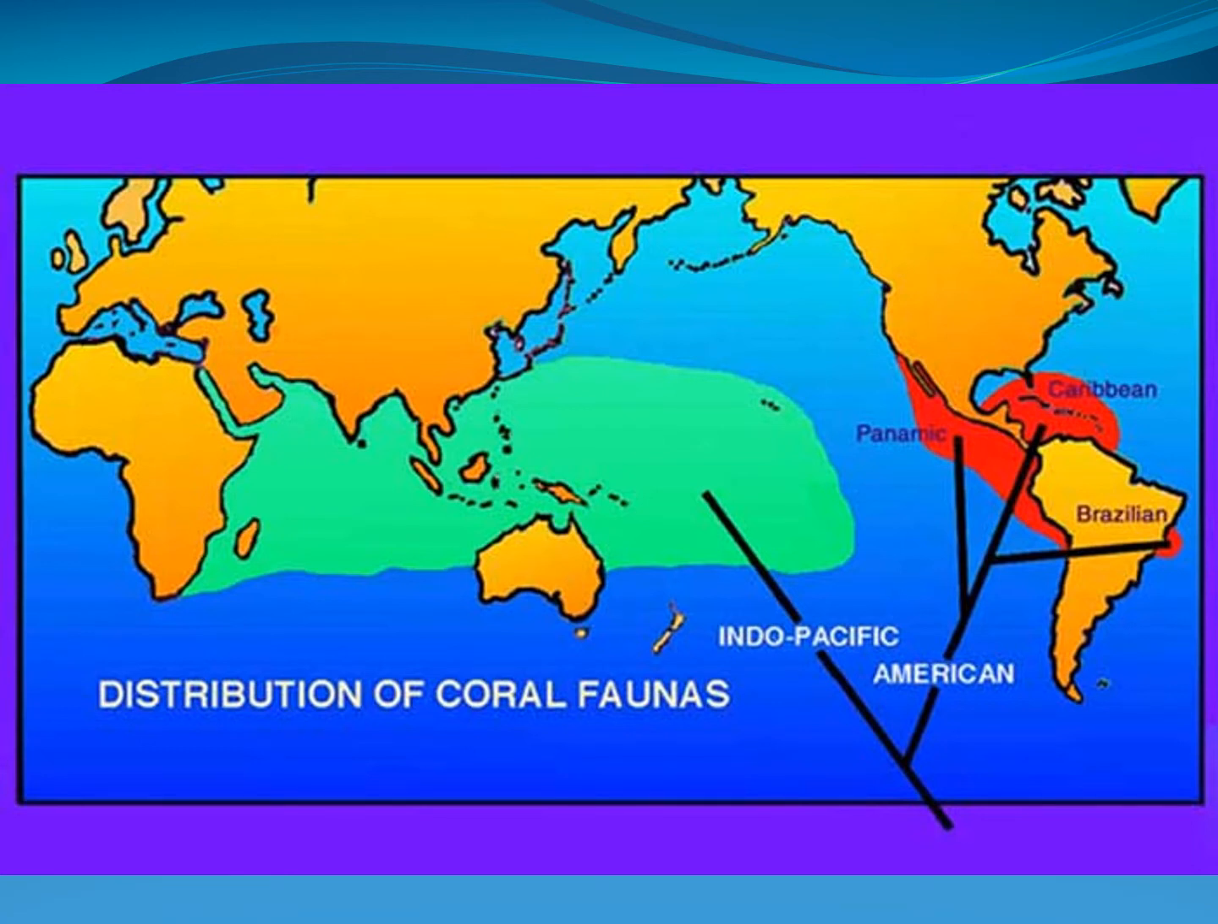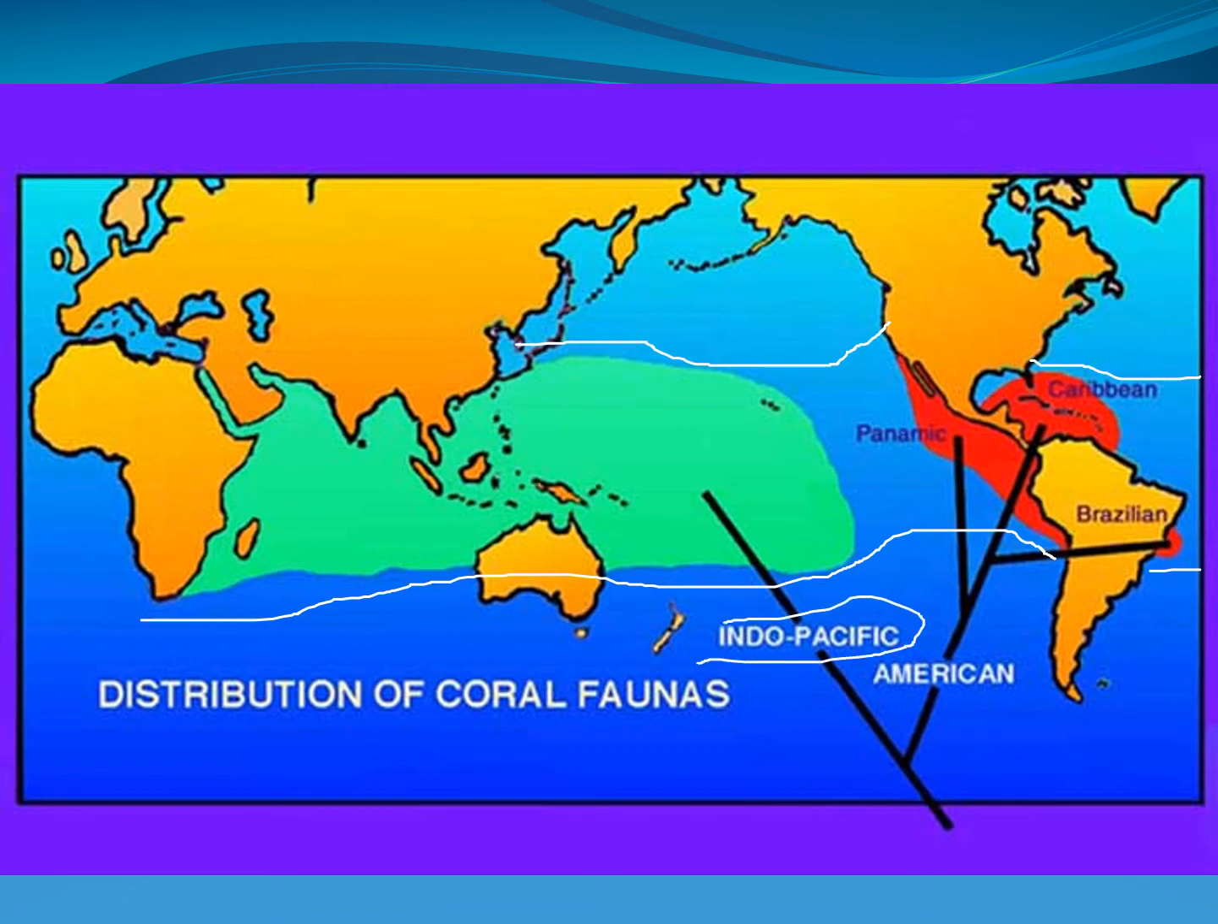So we find that the coral reef distribution follows this sort of 20-degree isotherm, right? Where the water's average is 20 degrees, because there is some temperature dependency for these organisms. And we also split them up into two main groups: the Indo-Pacific corals, which are the older ones, and the American corals, which branched off of the Indo-Pacific corals quite a long time ago.